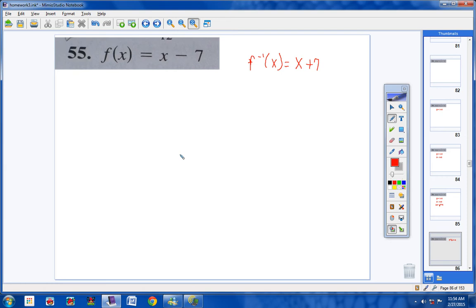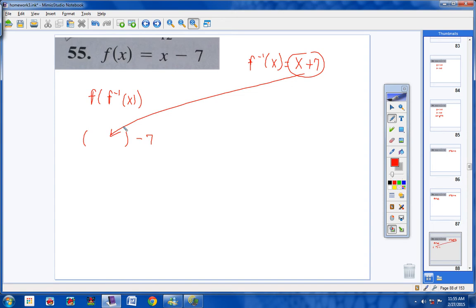Now step 2 is to prove it with composition. So my first composition is f of f inverse of x. So I take my f function, x minus 7, and where the x is, I put a big parentheses. Okay? Then I pick up my inverse function right here, and I put it into the parentheses, like this. And then x plus 7 minus 7 would just be x.